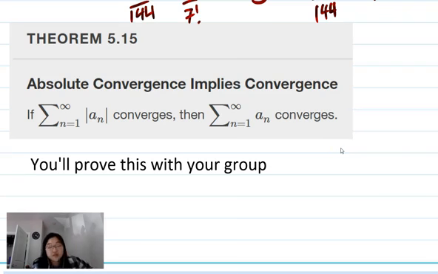So, absolute convergence implies convergence. If you know that the absolute value of your series converges, so the non-alternating thing converges, then your alternating one converges. Think about how you're going to prove that with your group, because I think you will have a really fun time with that. Then think about some counterexamples, things that don't satisfy this. If we have the alternating harmonic series, then the absolute value of it doesn't converge, even though the alternating version of that series converges.